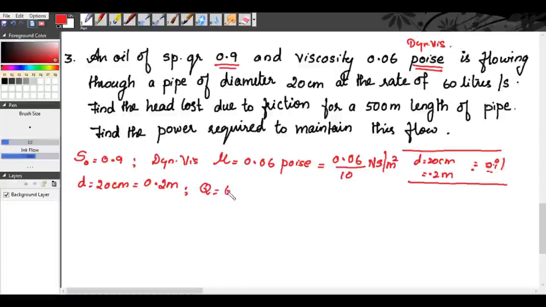That means Q is equal to 60 liters per second. Converting it into meter cube per second, we divide it by 1000, so we get 0.06 meter cube per second. Find the head loss due to friction for a 500 meter length, so the length of the pipe is 500 meter. Also find the power required to maintain this flow.